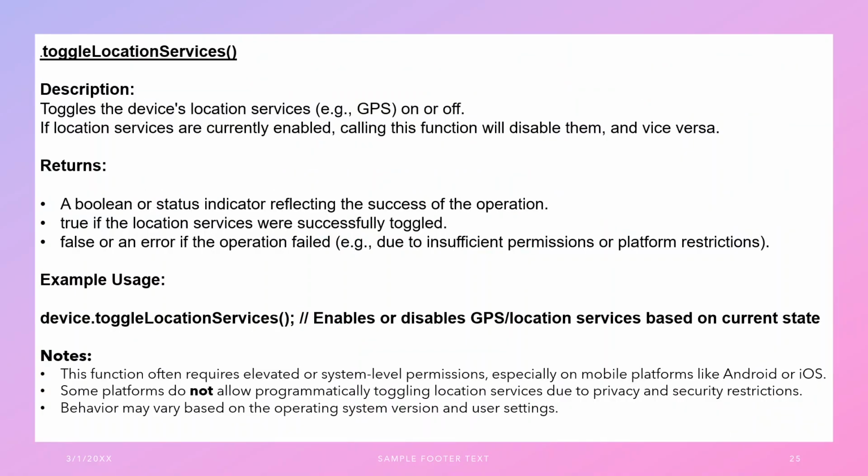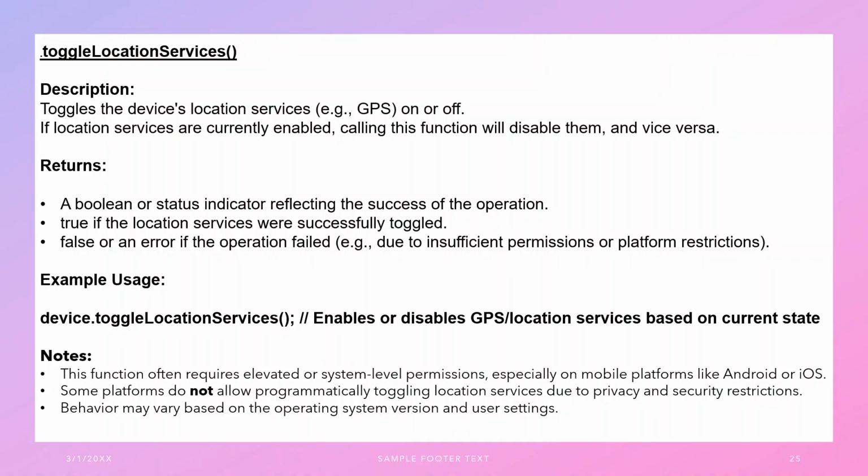So what exactly is the toggle location services method? It toggles the device location services, that is the GPS, on and off. We are demoing with the GPS here. If the location service is currently enabled, that is the GPS is on, by calling this function we can disable it. It is vice versa. If our GPS is on, we can turn it off. If GPS is off, we can turn it on.